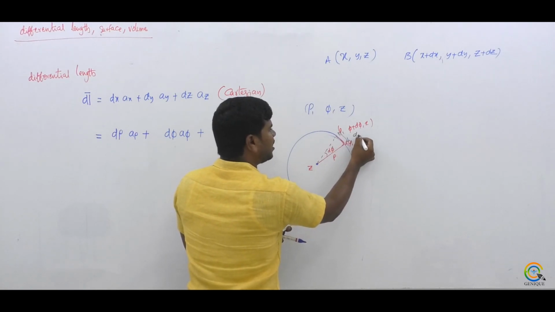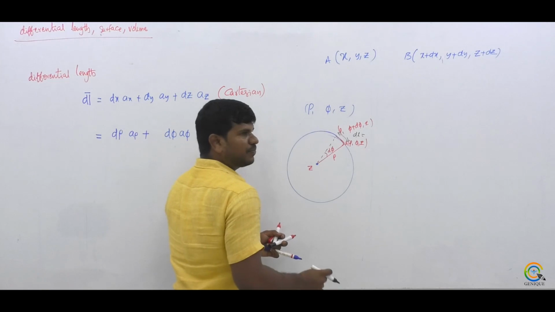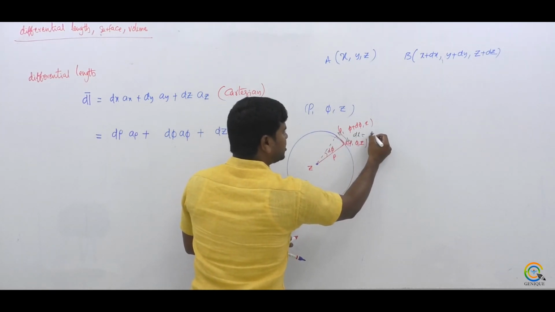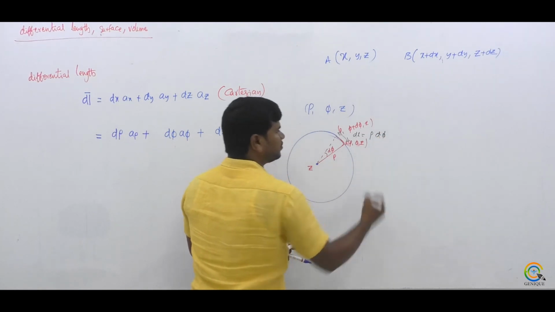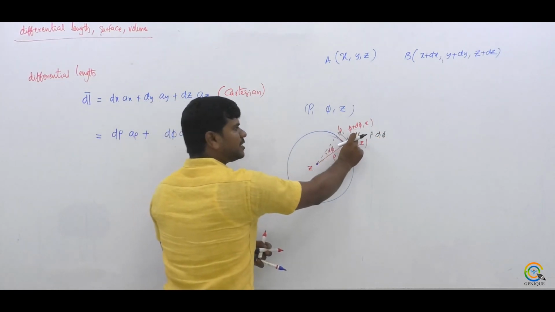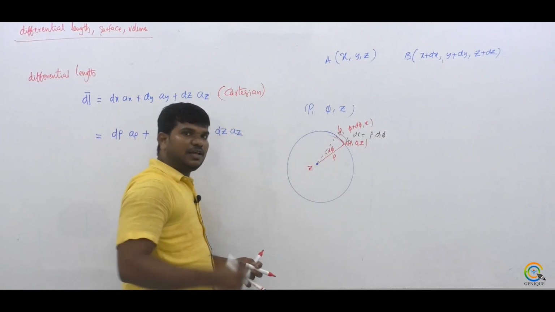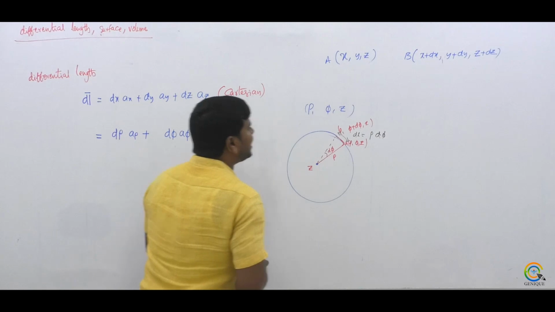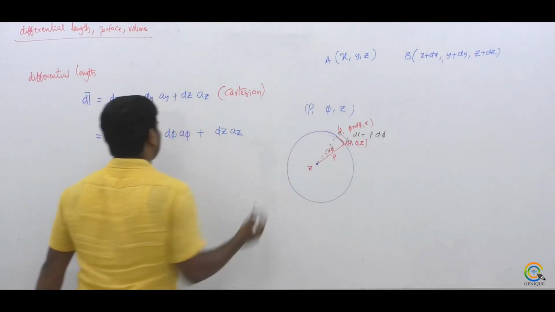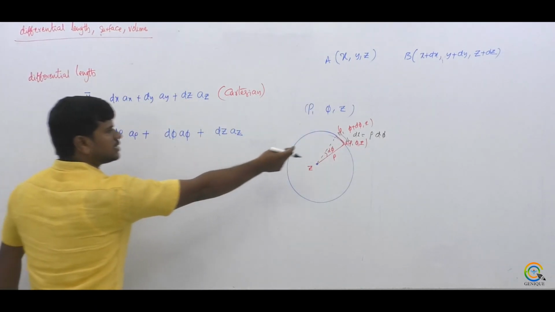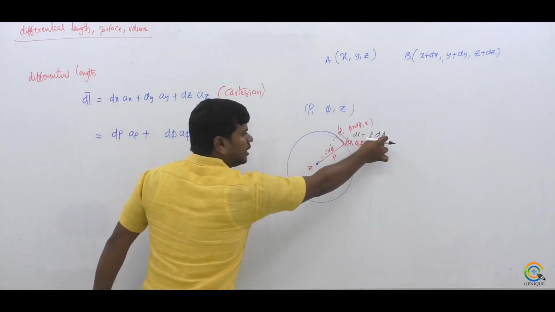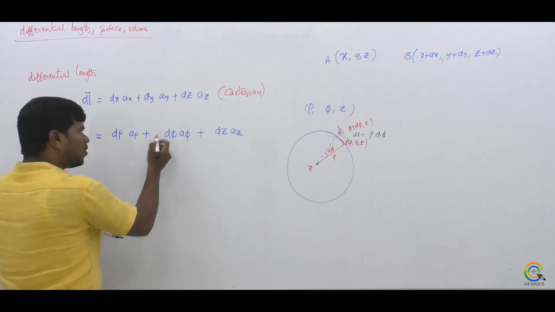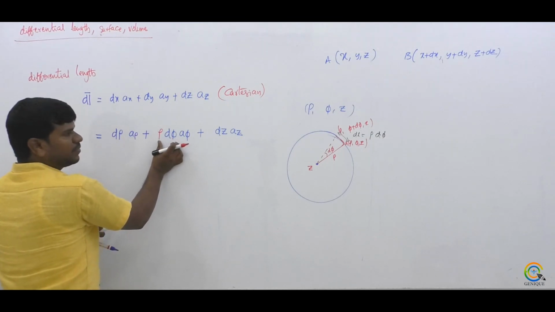What is this dl? In this direction, what is the length? It is the radius into the angle. Radius is rho, into d phi. So this dl represents the differential length in the direction of phi, in this direction. So I can write the length as rho d phi. So I have to write rho here: rho d phi.